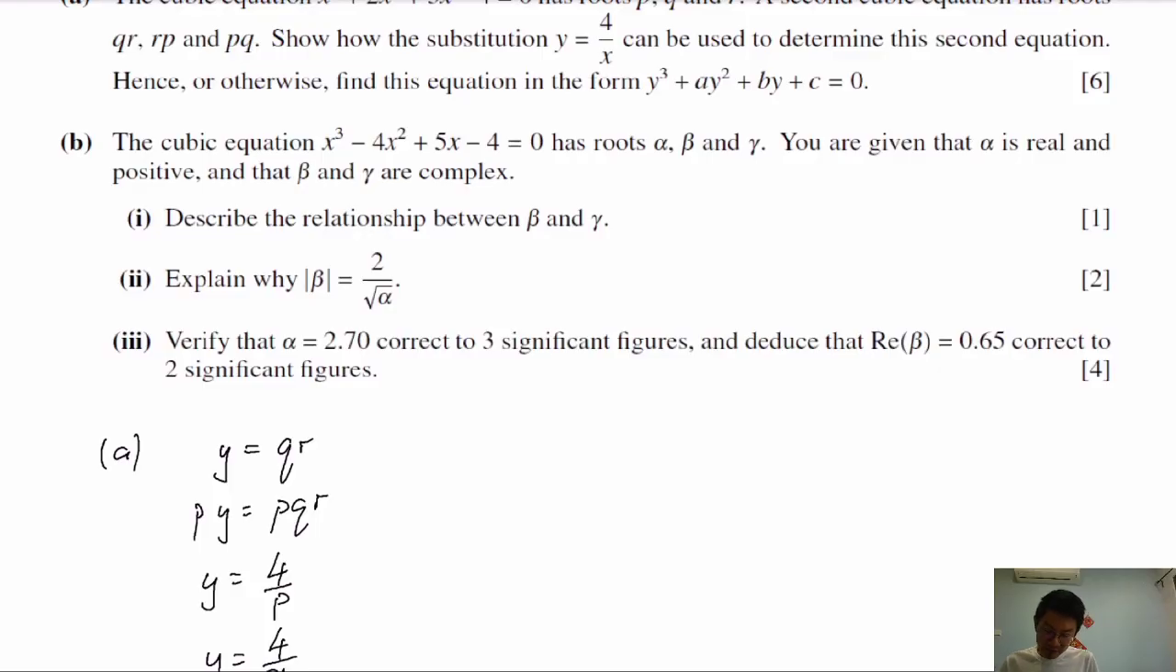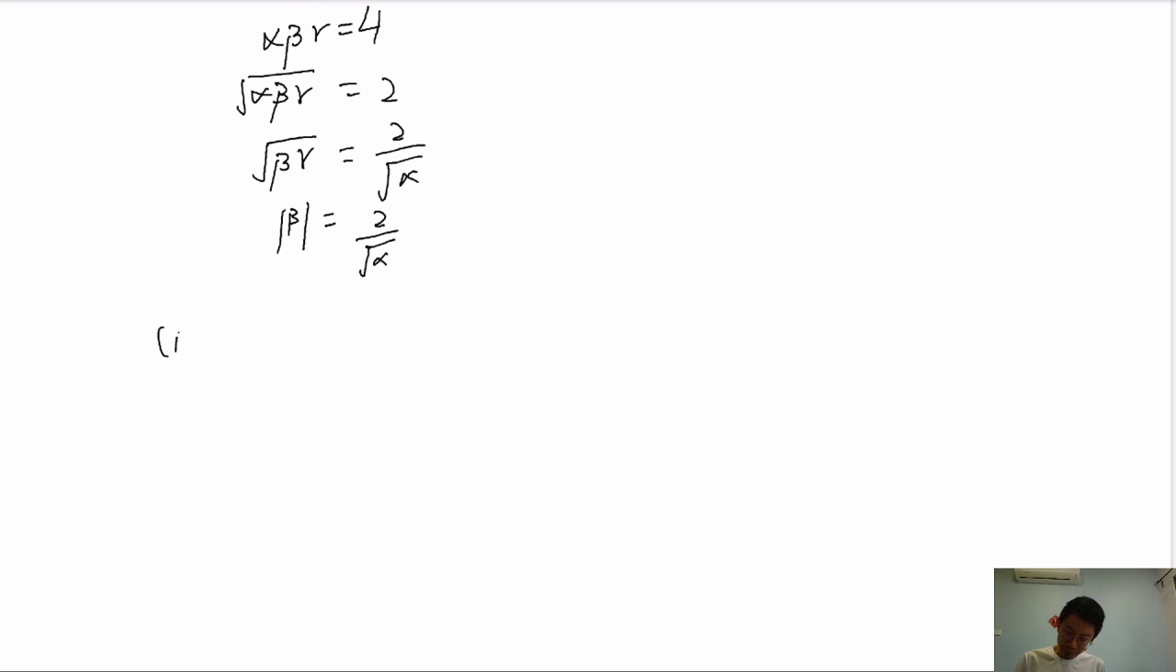Third part. Verify that alpha equals 2.70, correct to three significant figures, and deduce that the real part of beta is 0.65, correct to two significant figures. So how do we do this? The first part, verifying. Because they already told us 2.70 is alpha, alpha is the real root. So how do we prove it's a real root? We basically just have to substitute this 2.70 into the equation and show that it is equal to 0.